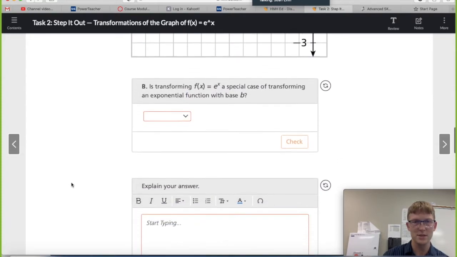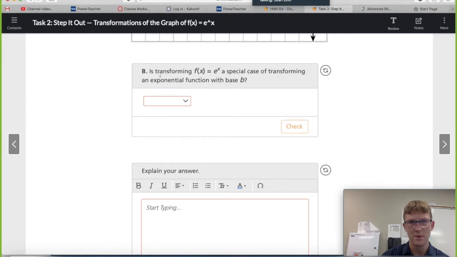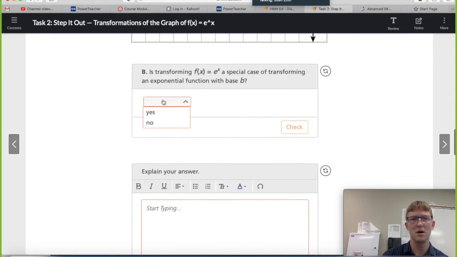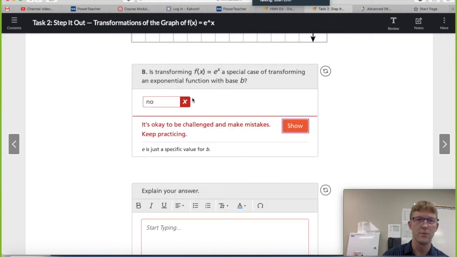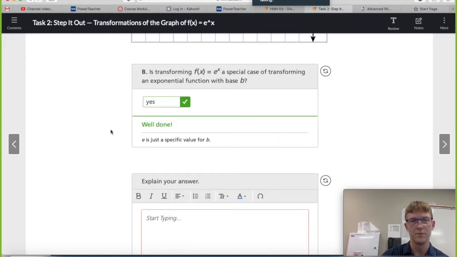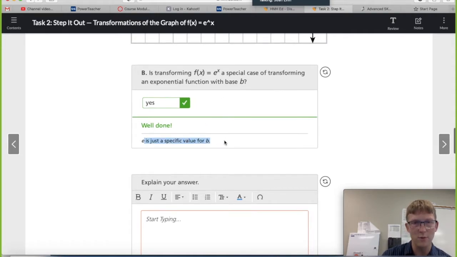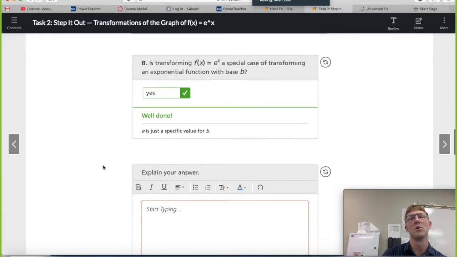Makes perfect sense, right? Is transforming f of x equals e to the x a special case of transforming an exponential function with base b? I don't think so. It's just normal. Okay, guess not. It's not a special case, but yes, e is just a specific value for b. Totally agree with that. So I guess I misunderstood what they were looking for.